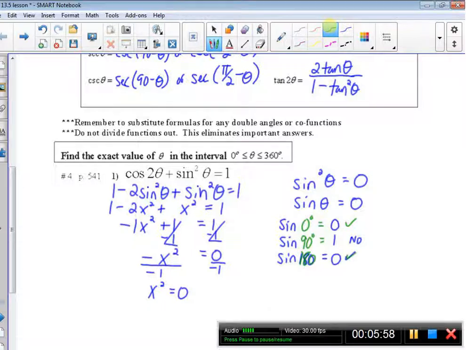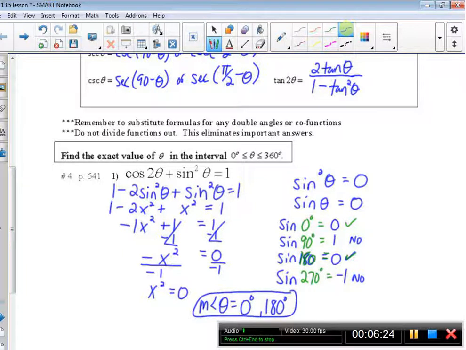And then I'm going to check the sine of 270. And the sine of 270 is equal to -1. So I have two answers for theta. They are 0 and 180 degrees. Remember, you can always go in and check this on your calculator. You can do cos 2 theta plus sine squared theta in y1 and y2 equals 1 and check out the intersections. And it should be 0 and 180.